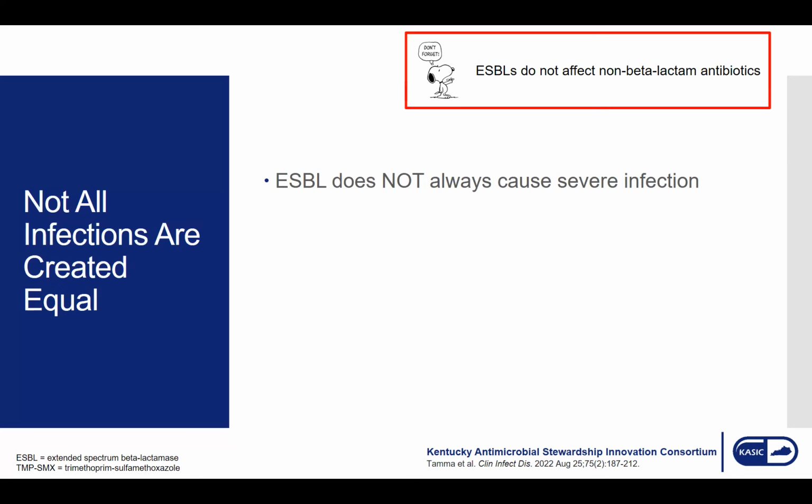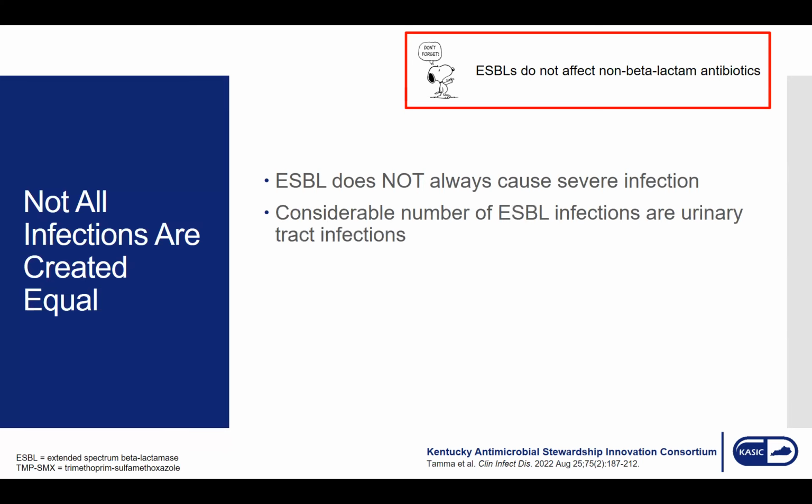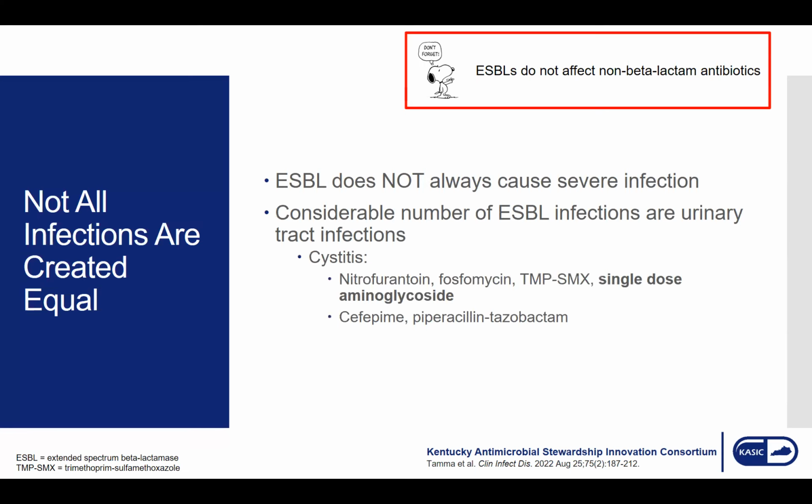ESBL, as I mentioned earlier, is a multi-drug resistant organism. However, just because it's multi-drug resistant, it doesn't mean that it always causes severe infection. In fact, a lot of ESBL infections are urinary tract infections, namely, for example, cystitis. When it comes to cystitis, you have a lot more options besides carbapenem to treat these patients.